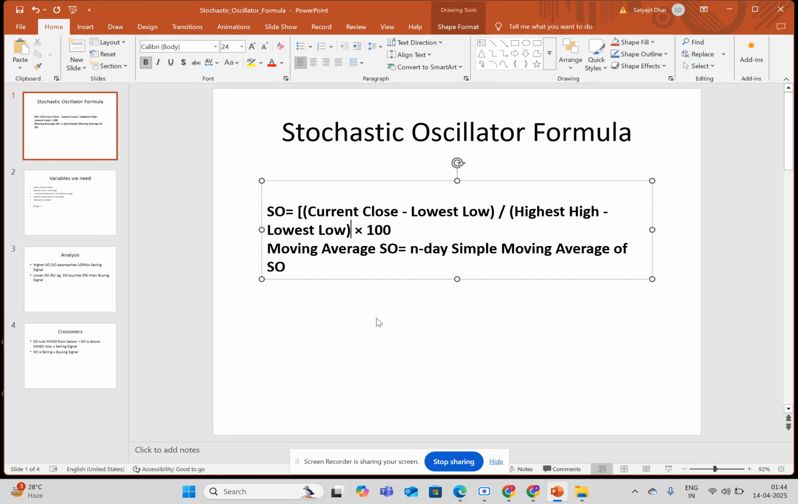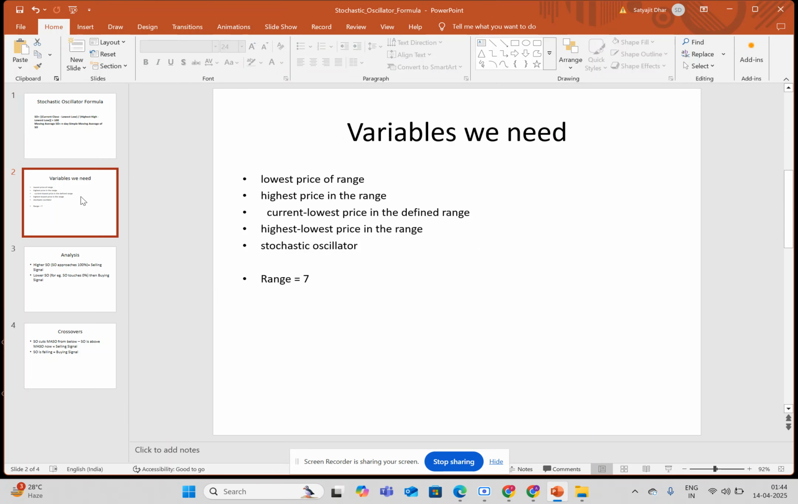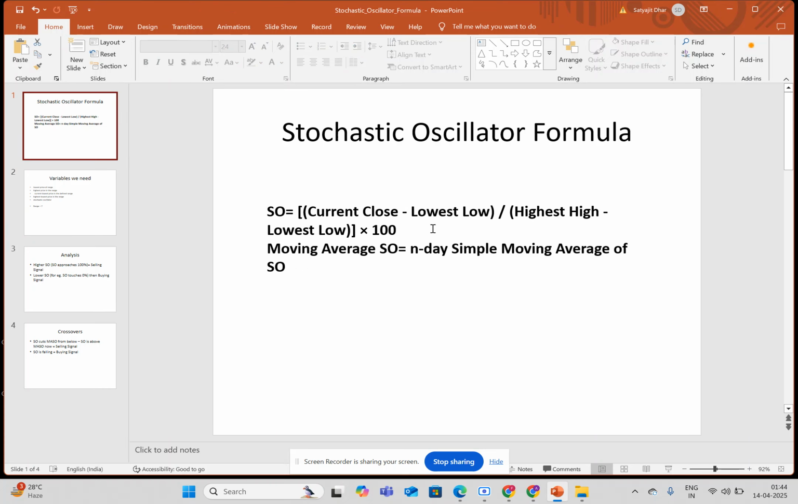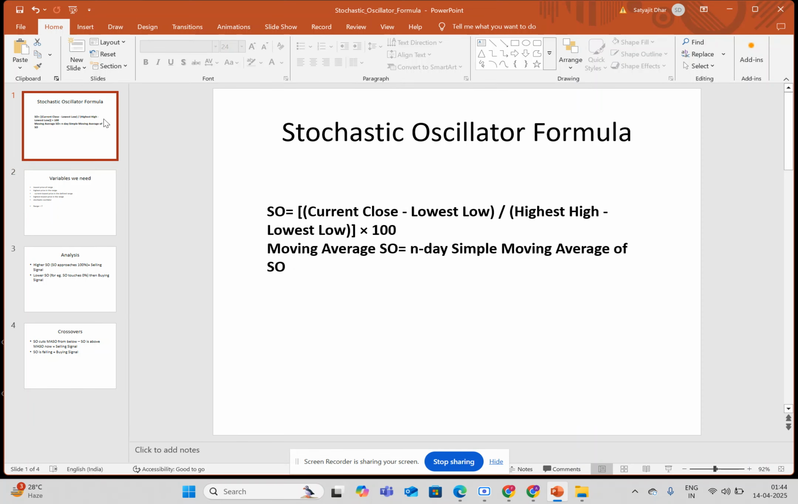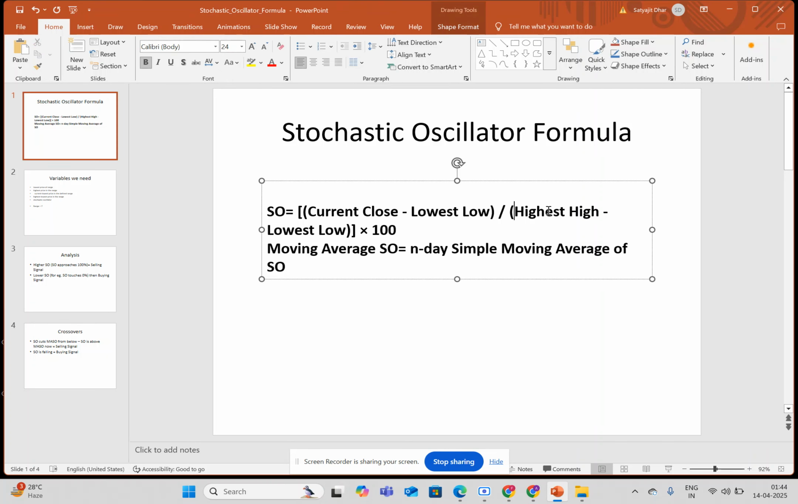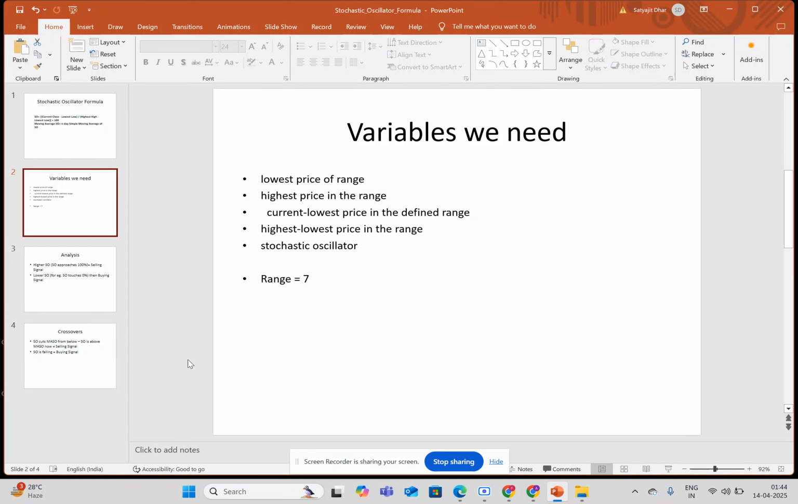First we will be constructing the stochastic oscillator, and after that we will be constructing the moving average of the stochastic oscillator. For constructing the stochastic oscillator, as you can see, we need the lowest low of the range, which is the lowest price of the range, and also the highest high of the range, which basically means the highest price in the range.